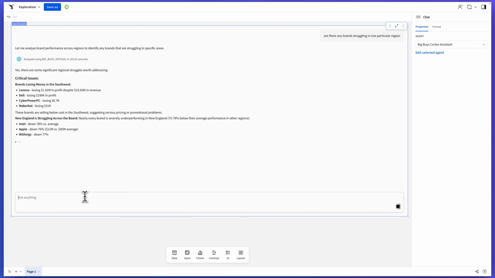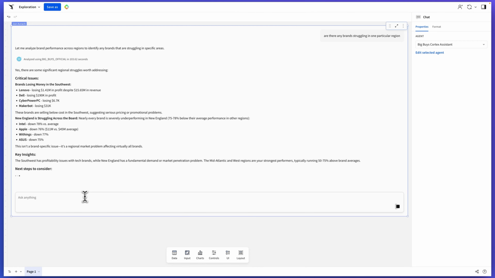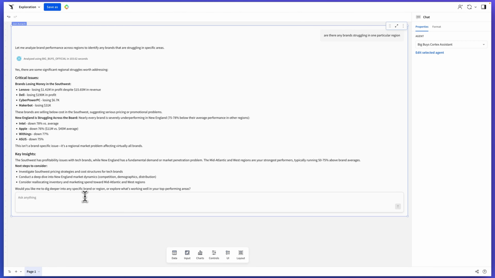And now the Cortex agent comes back with its results, and it clearly shows that there are certain brands over here in the Southwest that are losing quite a bit of money and struggling with their profit margins. And that's all it takes to hook up Sigma to your existing warehouse agents.